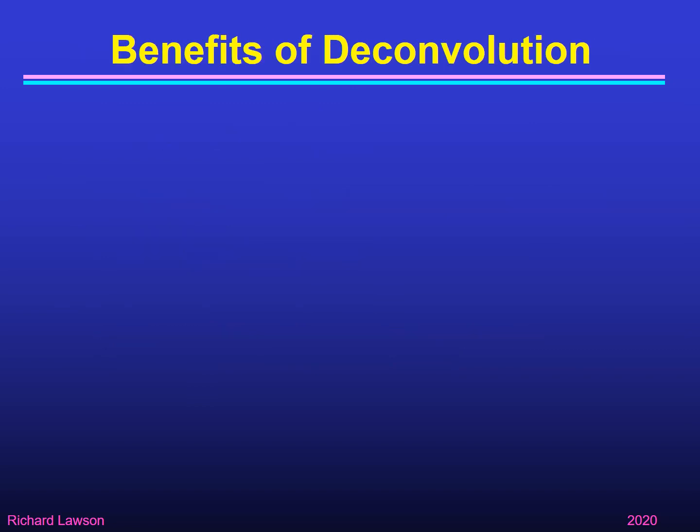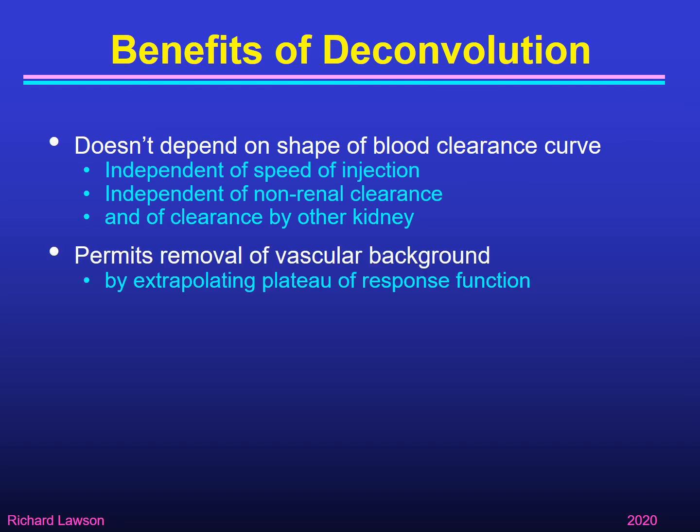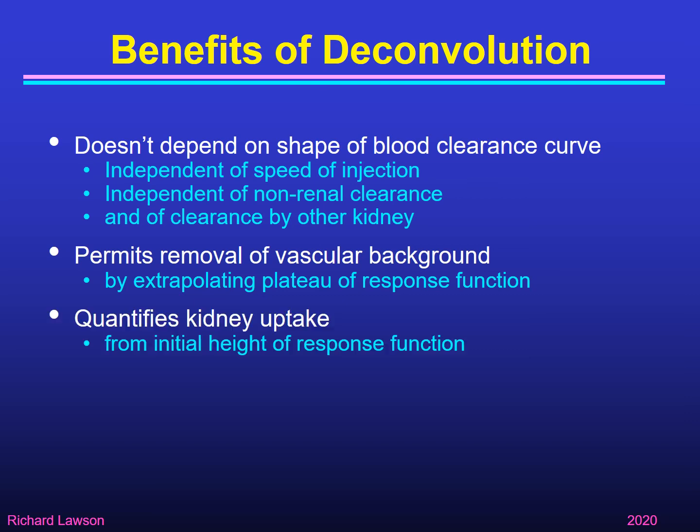The benefits of deconvolution are that the result doesn't depend on the shape of the blood clearance curve. So it's independent of how rapidly we give the injection. It's independent of non-renal clearance by other organs, and indeed of clearance by the other kidney. It permits removal of vascular background by extrapolating the plateau of the response function to remove the initial spike where the vascular background is concentrated.